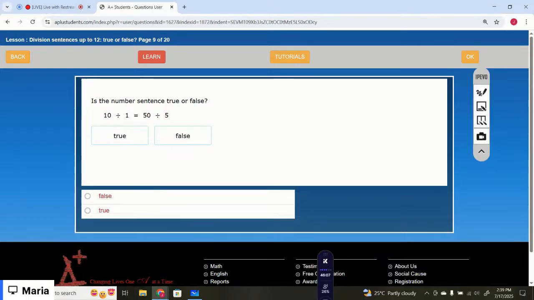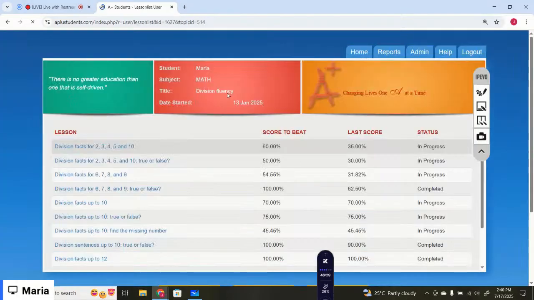Is the number sentence true or false? 10 divided by 1 equals 50 divided by 5. So which is the correct option? True it is. Option number 2 is the correct option. Okay, you can complete the lesson by yourself later today.